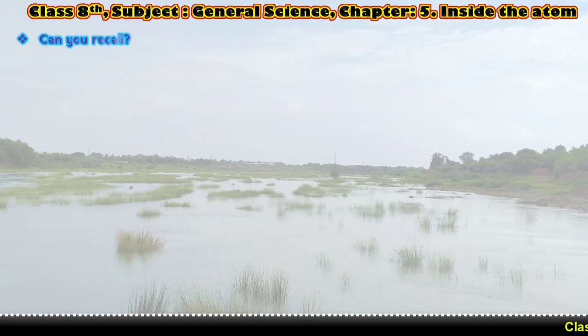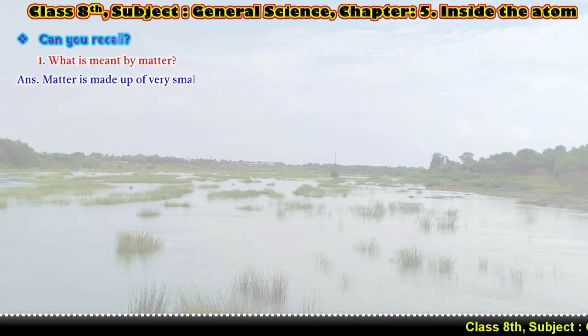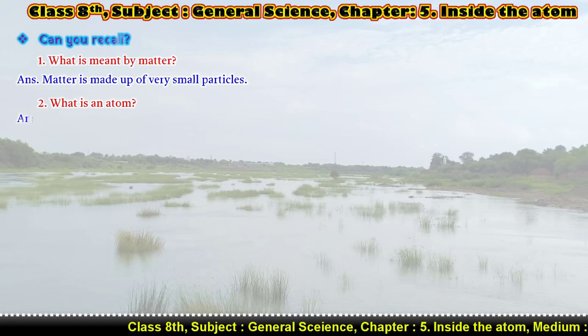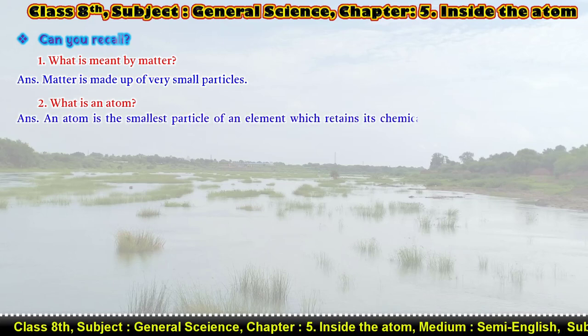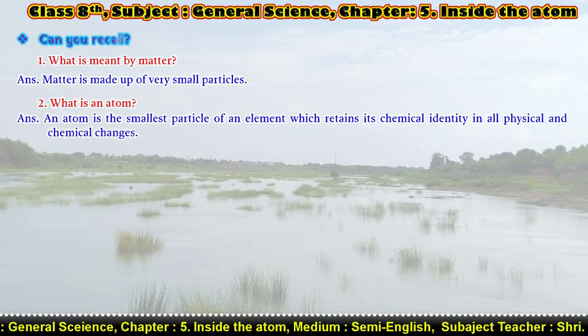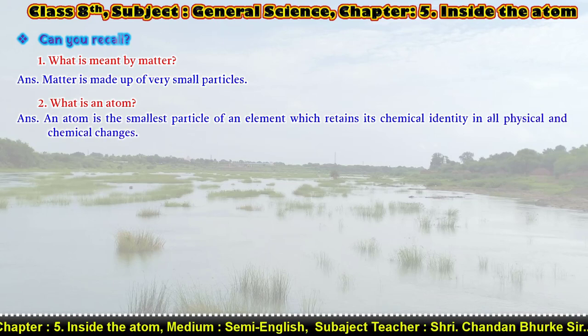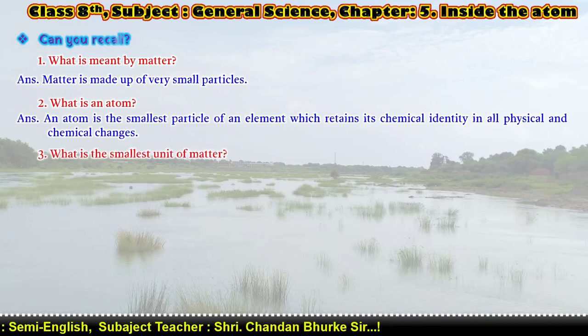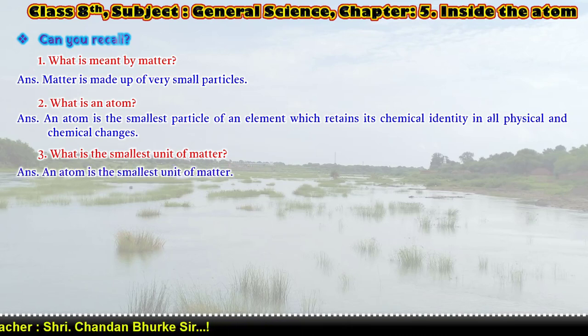First one. What is meant by matter? Answer is: matter is made up of very small particles. Second question is: what is an atom? Answer: an atom is the smallest particle of an element which retains its chemical identity in all physical and chemical changes. Third question. What is the smallest unit of matter? Answer is: an atom is the smallest unit of matter.